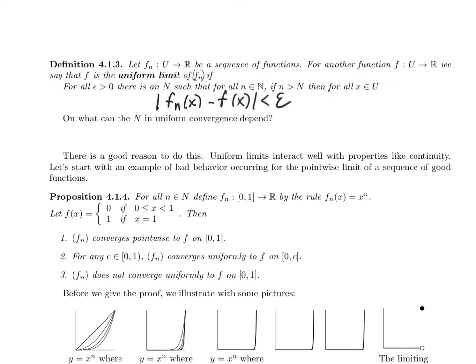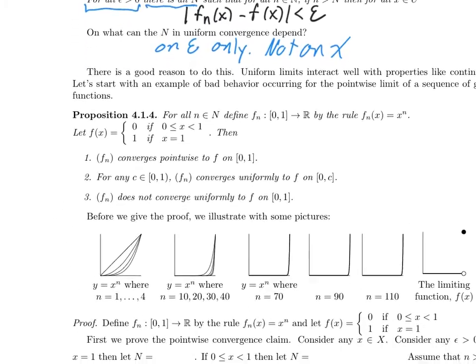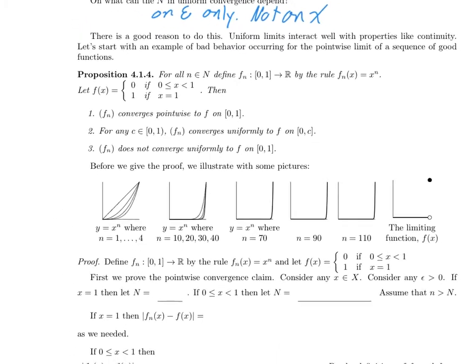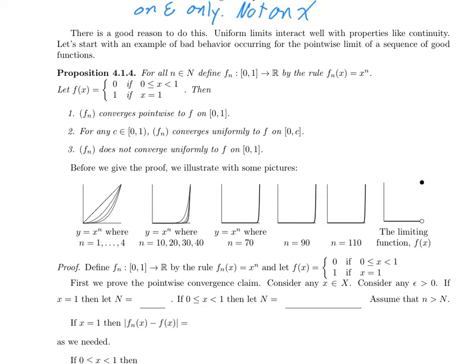On what can this N depend? Well, it can depend on things that come before it. There exists some N. Here's a for all epsilon, and that's the only thing we know beforehand. N can depend on epsilon only, not on x. And of course not on little n, because otherwise you could just take it to be that. So there's a good reason to uniformize the definition of limits, and it's similar to the reason that it was good to uniformize the definition of continuity.